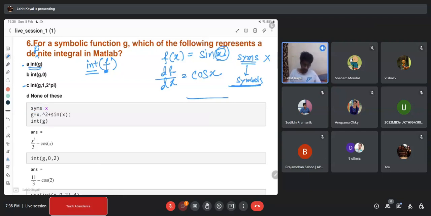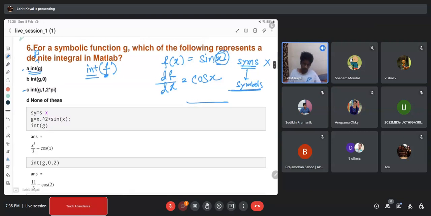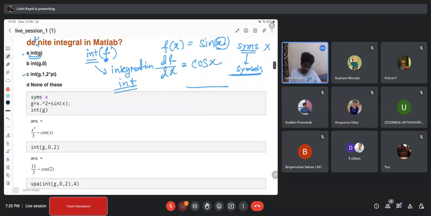So yeah, let's get back to the integration again. Int of f, int of g indicates that this is the integration. So in MATLAB we write integration as int. Now, this is an indefinite integration.